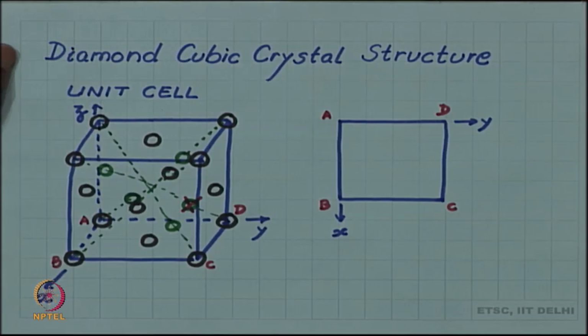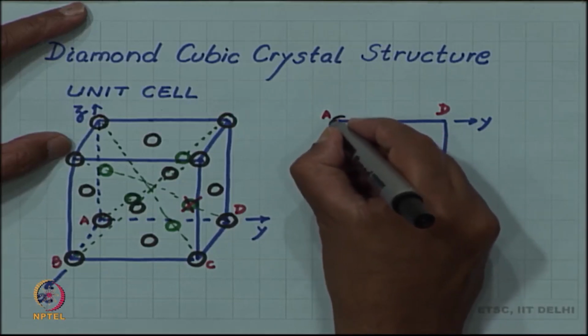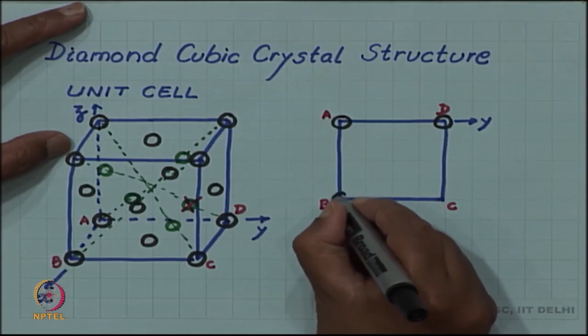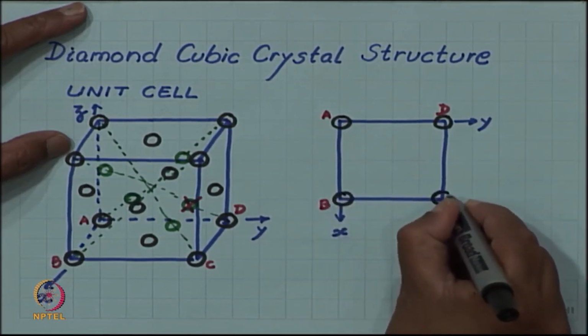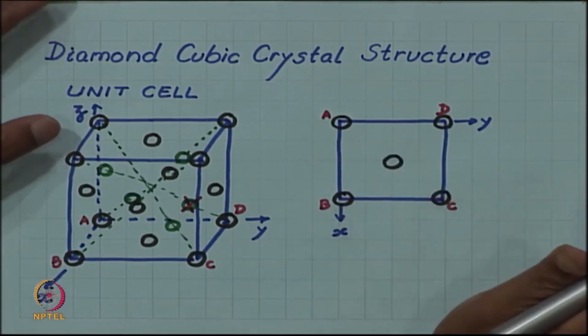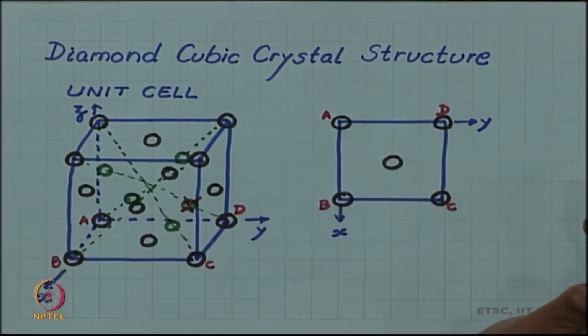Now, you can see that this square itself is populated with atoms. So, all those atoms we place. Atoms are at the corners, and an atom is at the face center. So, these atoms are as they are in the original unit cell.